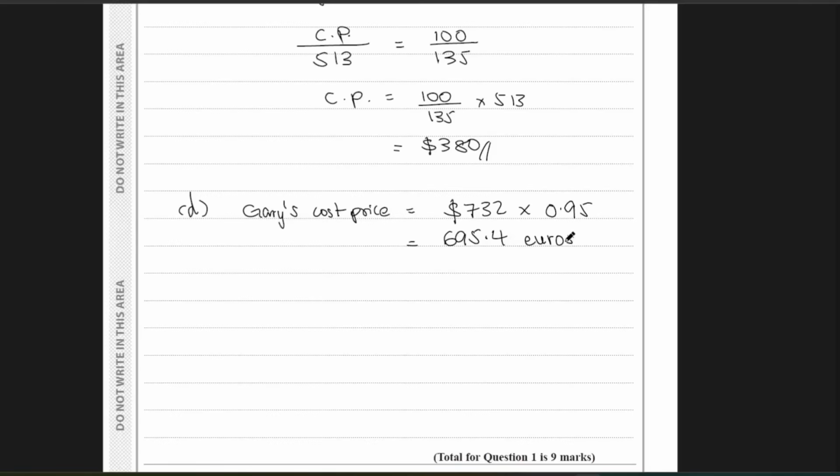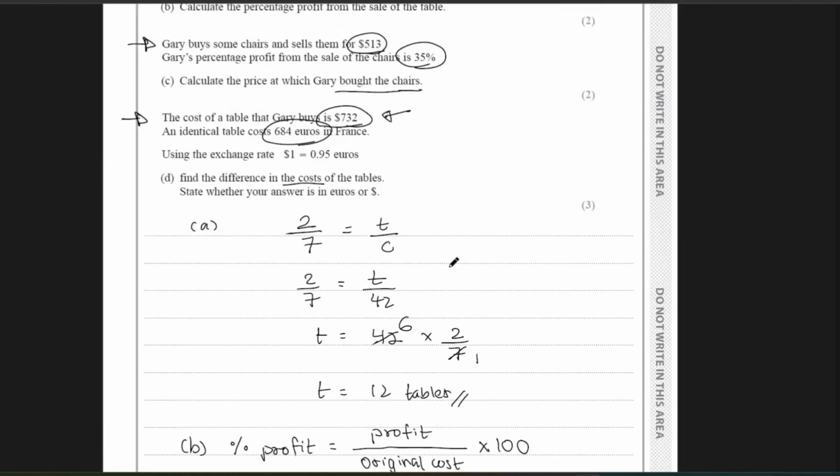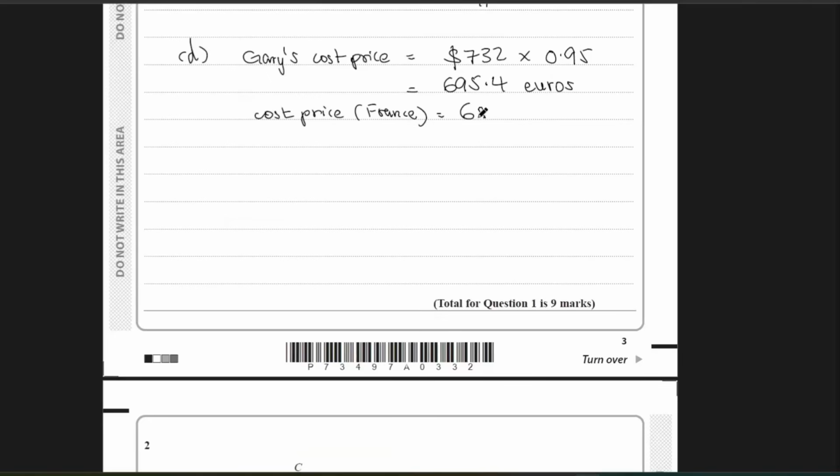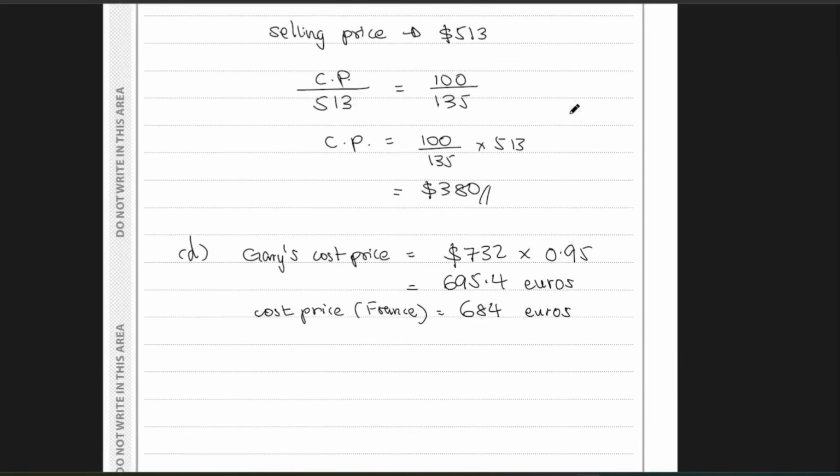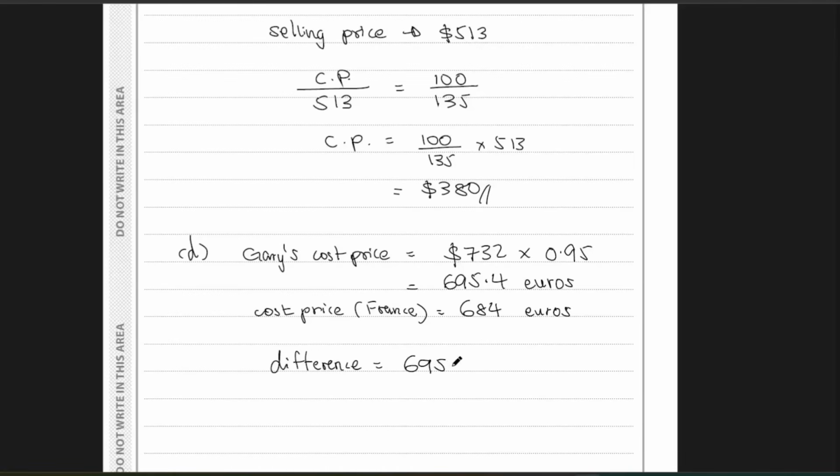695.4 euros. The cost price in France is equal to 684 euros. The question was, what's the difference between the cost prices? We can say the difference is equal to 695.4, that's the bigger value, minus the smaller value, 684. And this gives us 11.4 euros. And that's the answer for D.